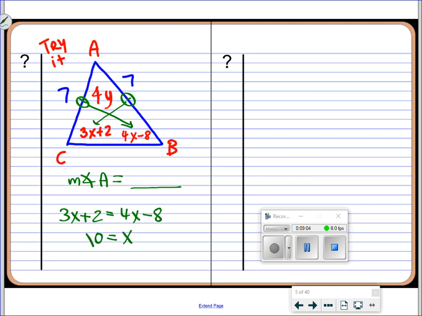But that's not going to help me find y. But what I can do is plug it in for these two angles and find out what the real numbers are. And once I've done that, then I can look at some previous information to find y. See if you can do that now.